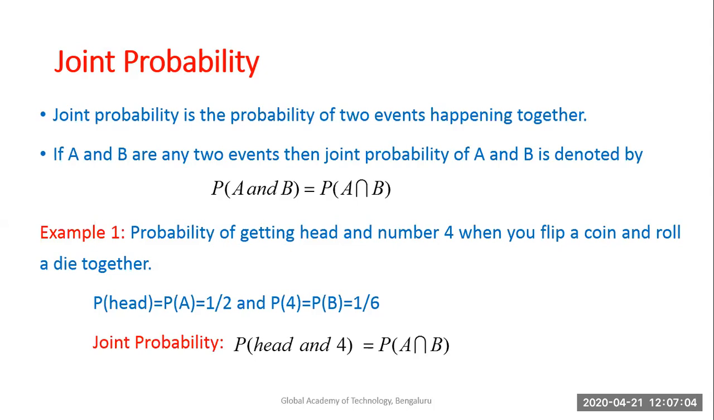Then the joint probability of getting head and 4 is equal to P of A intersection B. As we know, flipping a coin and rolling a die are two independent events. So the probability of A intersection B will be probability of A times probability of B, which is 1 divided by 12. So 1 by 12 is the joint probability of getting head and the number 4 when you flip a coin and roll a die together.